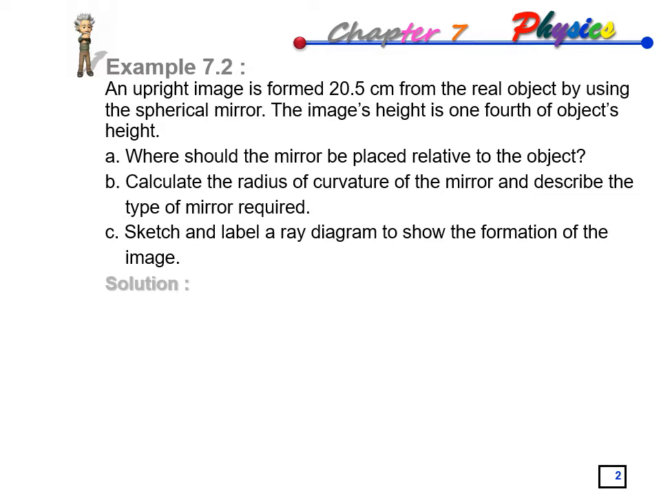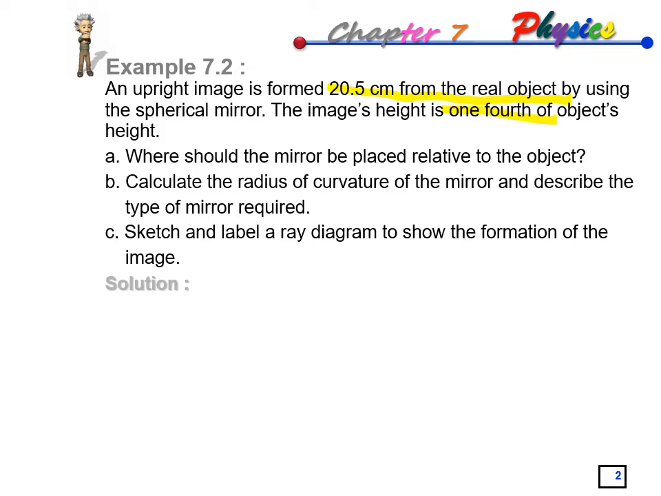All right, next let us look into example 7.2. For example 7.2, you have an upright image 20.5 cm from the real object, using a spherical mirror, and the image height is given as 1/4 of the object height. So these are the two pieces of information given.